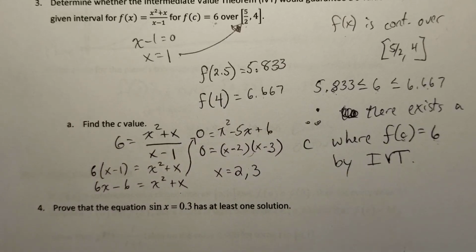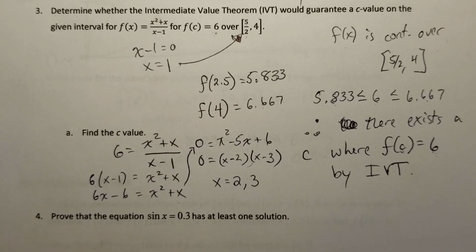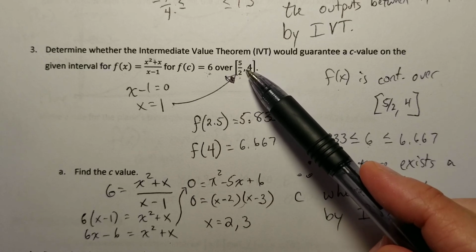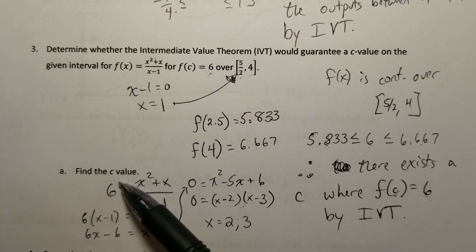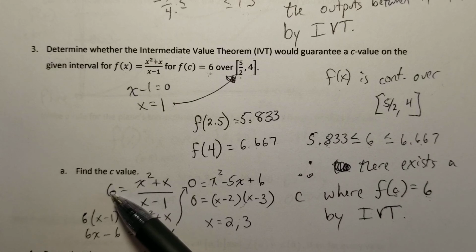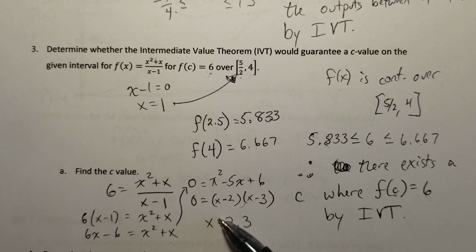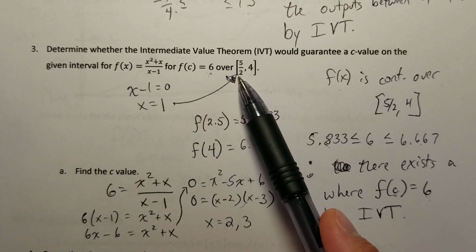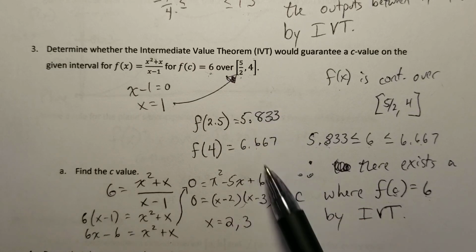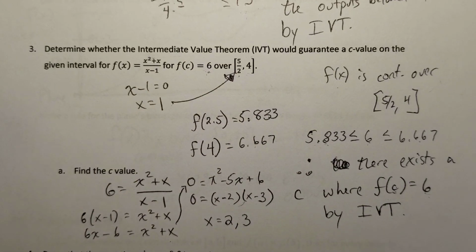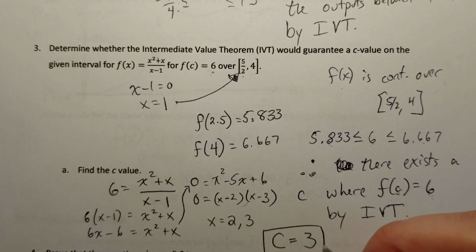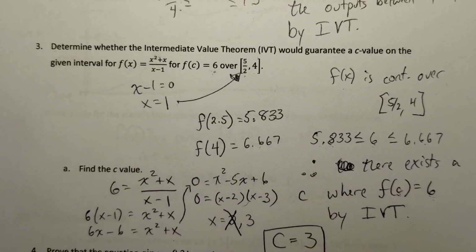Now, do we want both values? Remember, our inputs go from 2.5 to 4. Even though we achieve the output of 6 twice for this function, the only one that fits our criteria for c, that goes between 2.5 or 5/2 and 4, is the value of 3. So the c value that we want here is c equals 3. 2 is outside of our interval.